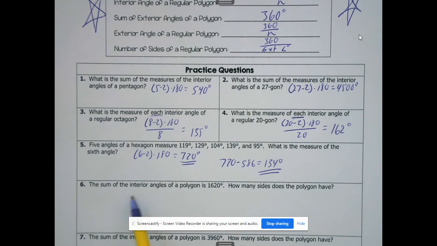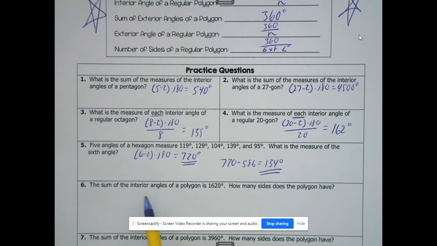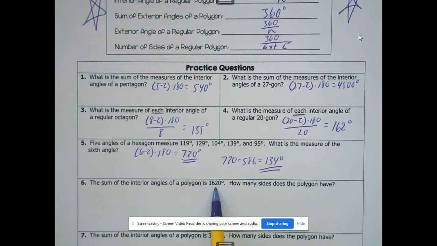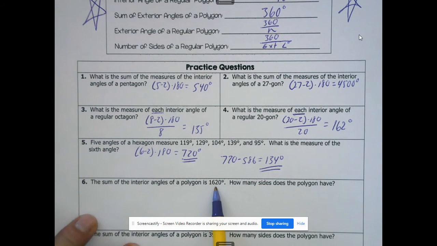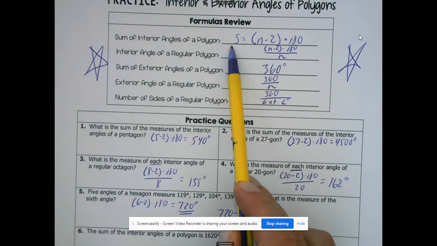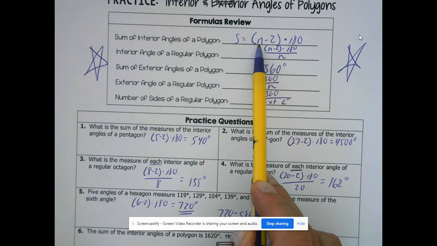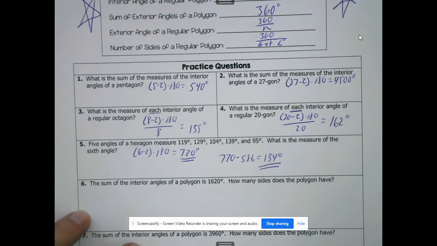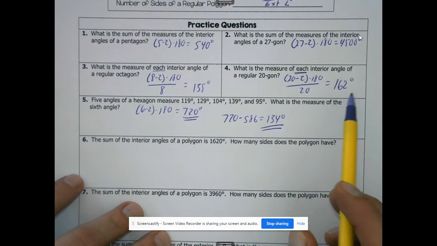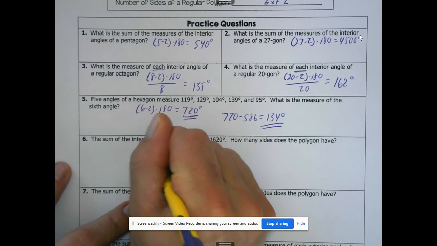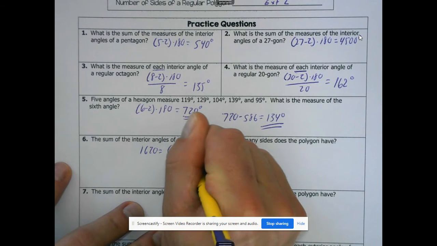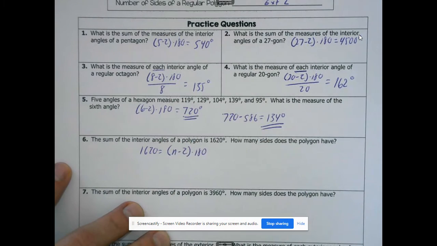What is the sum of the interior angles of a polygon if it is 1620? How many sides does the polygon have? Okay, little trick here. We have to use the original formula. I'm going to plug in the 1620 here, and I have to solve for n. So 1620 equals n minus 2 times 180.